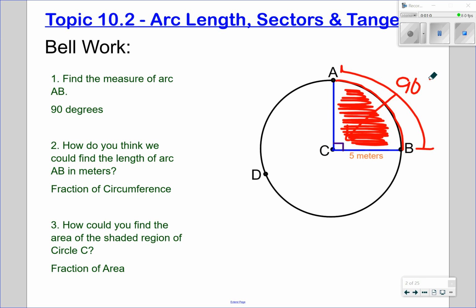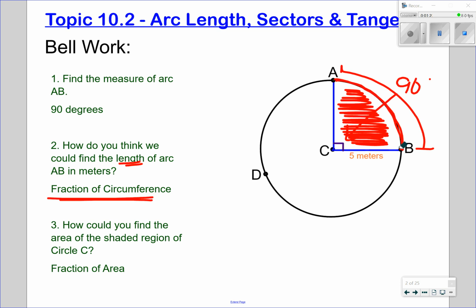Number 2, how do we think that we could find the length of the arc? Now notice this word length. Length is a different term than measure. So length is a distance, and we know distance around a circle is a circumference. So you might have actually found it and calculated it, but you should be thinking that it is a fraction of the circumference.